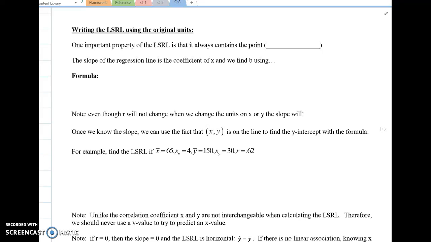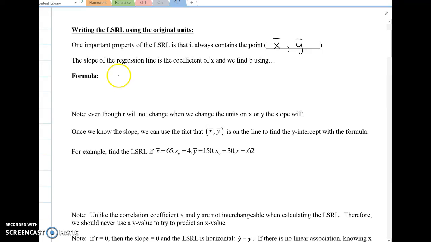So you should have, over the last few days, talked about how to find the least squares regression line via the calculator, or just have it given to you. So we're just going to talk about one more way you can find it. One important property that you should have learned is that the least squares regression line always contains the point (x bar, y bar), which are the means of the x variable and the y variable.